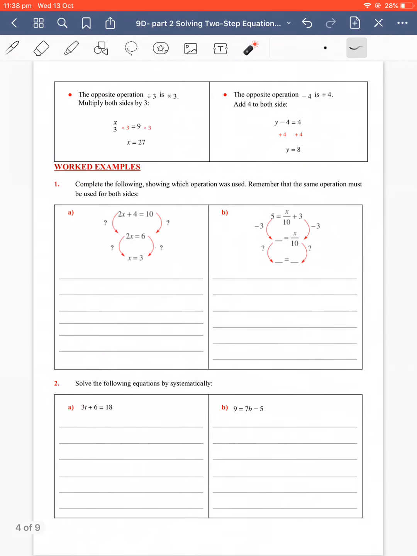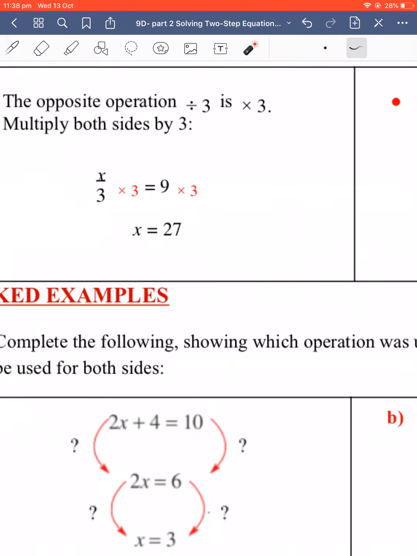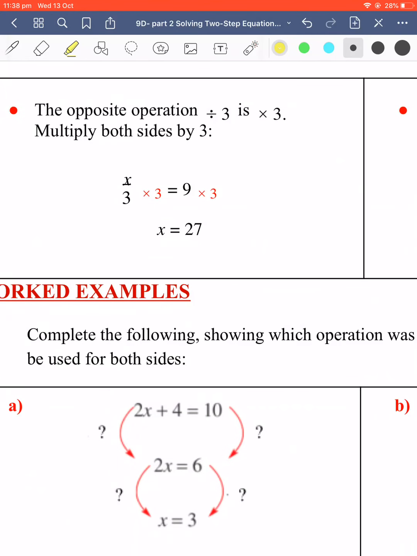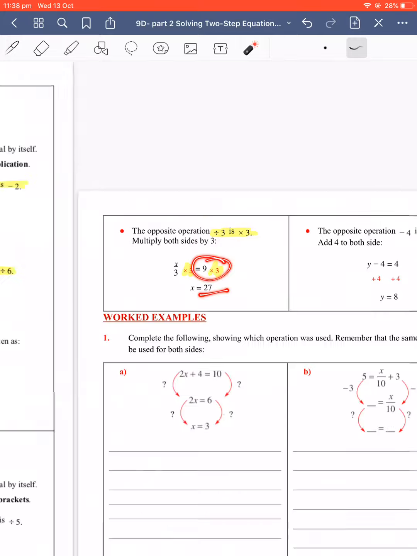So if I've got x on 3 equals 9, the reverse operation I now have, because this is divided by 3, to undo the division of 3, I have to multiply by 3. And what I do to one side, I do to the other. So I end up with these two essentially cancelling out, so I just end up with x. And 9 times 3 gives me 27.